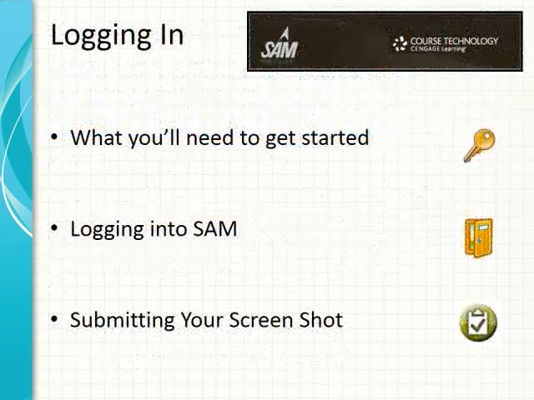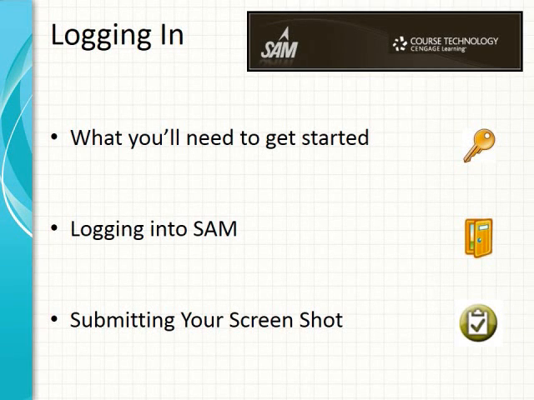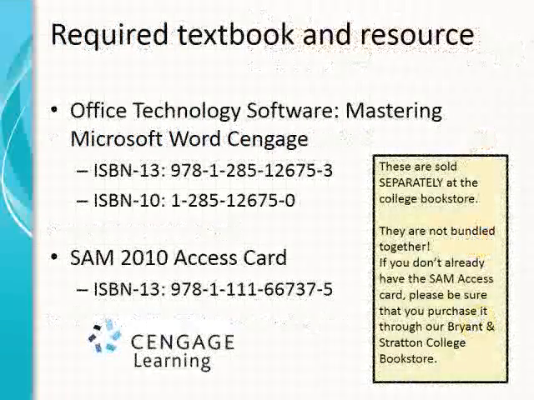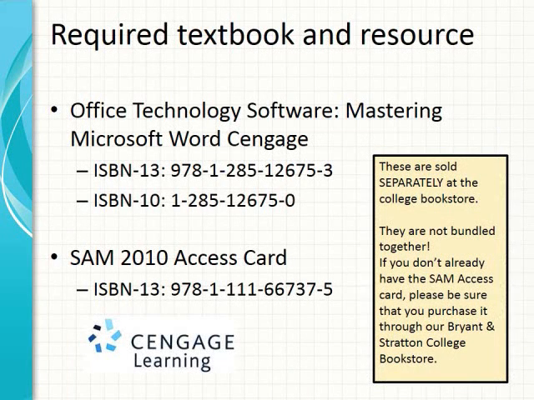So we'll break this video down into three parts. First, what you'll need to get started, then logging into SAM, and then submitting your screenshot to the Angel Dropbox. Now we have two required resources for this class. The first is a textbook, Office Technology Software, Mastering Microsoft Word, and that's from Cengage. And then there's your SAM 2010 Access Card.